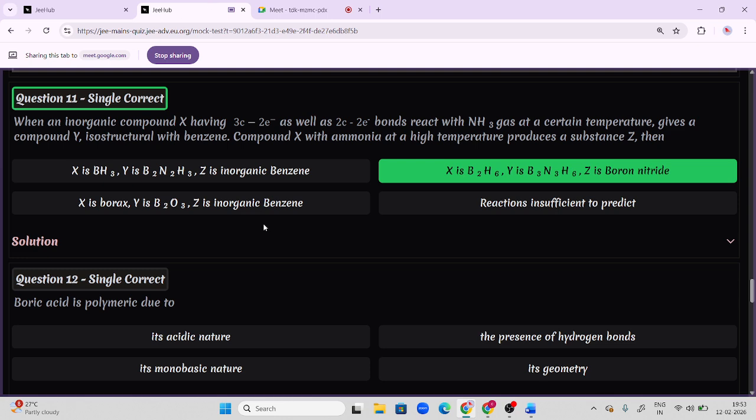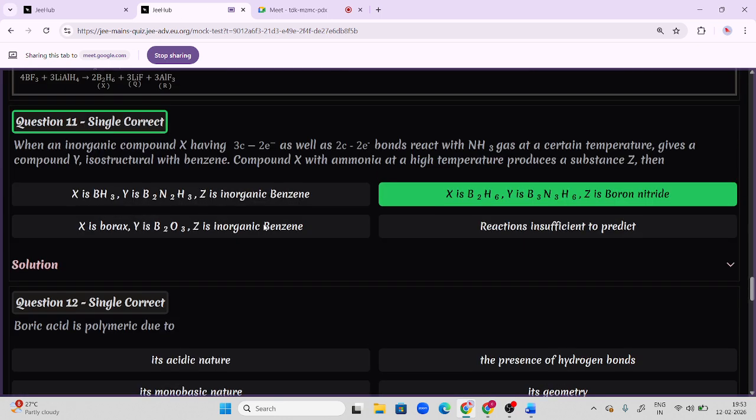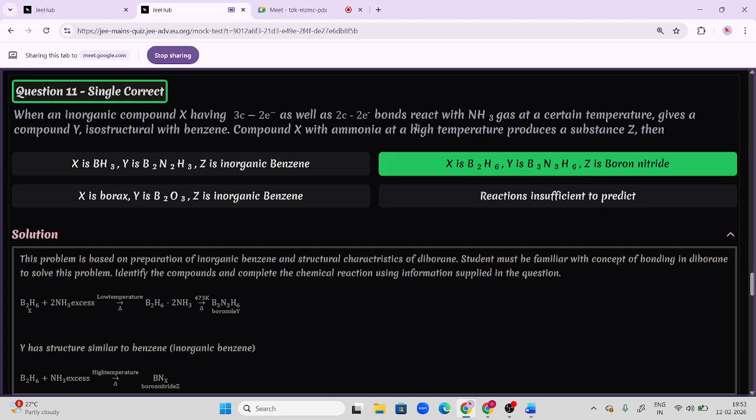Yes, let's go on. So the question is asking you, it's having a 3 center 2 electron bond here. Now it is reacting with the ammonia gas at certain temperature, gives compound Y here.